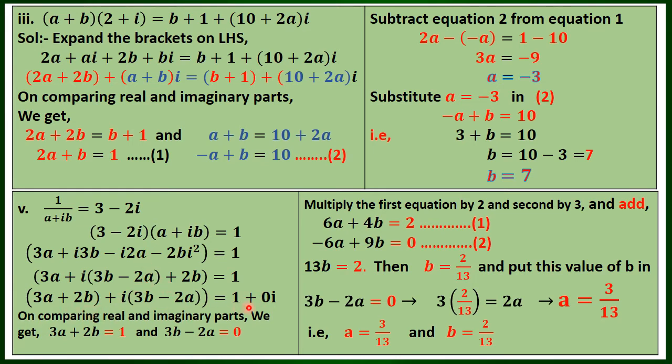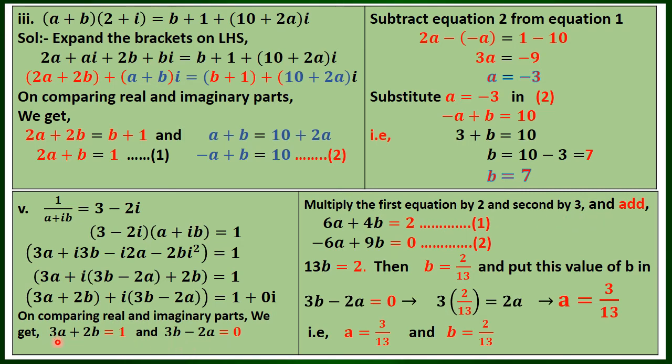Is equal to 1. So we can write 1 plus 0i, because the left hand side is a complex number, that is real part and imaginary part. On the right hand side only the real part is there, so we can add a 0i without changing the value. Now compare the real and imaginary parts. So 3a plus 2b is equal to 1 and 3b minus 2a is equal to 0. Now multiply the first equation by 2 and the second equation by 3 and add.